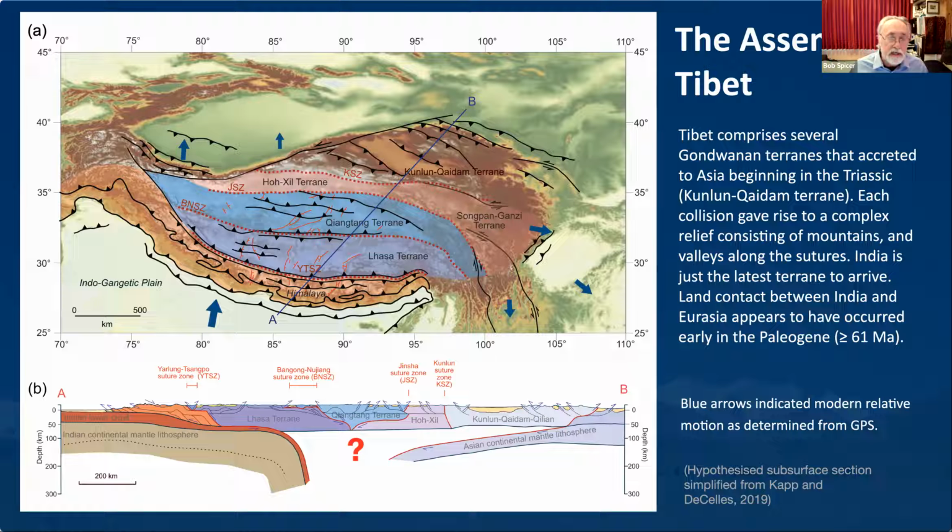Well, every time you get a collision like this, you get the formation of fallen basins. And the fallen basin today, just along the front of the Himalaya, is the Gangetic Plain. And every one of these collisions previously will have created a lowland in front of a mountain belt as subduction takes place.